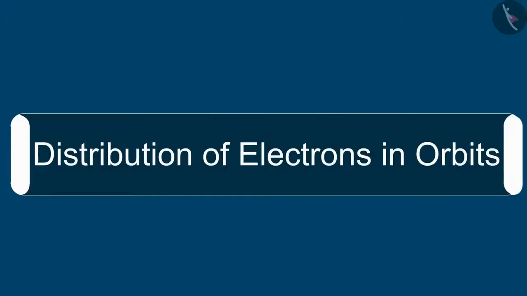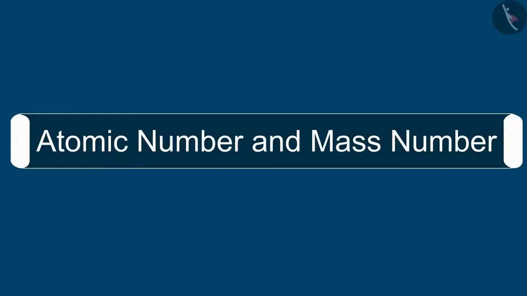In this video, we studied the distribution of electrons in orbits. In the next video, we will learn about atomic number and mass number.